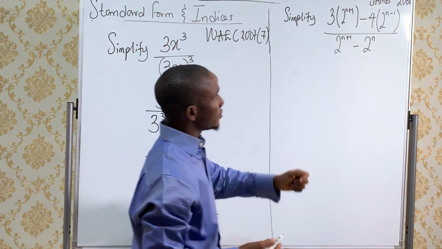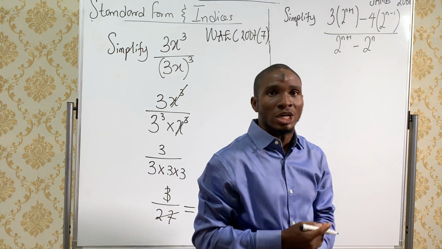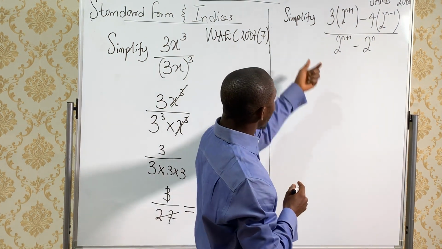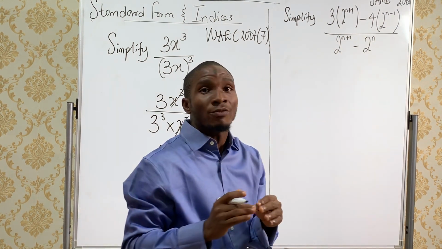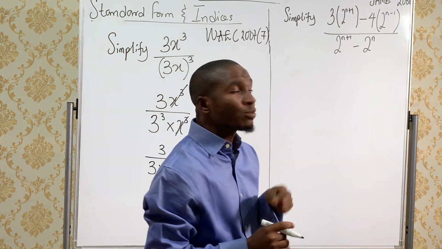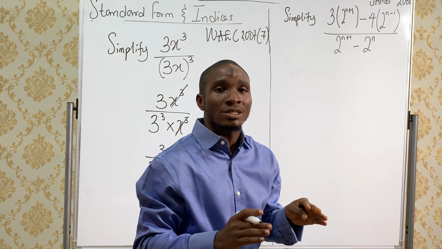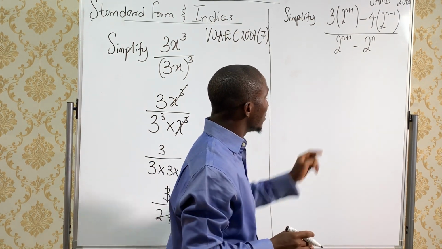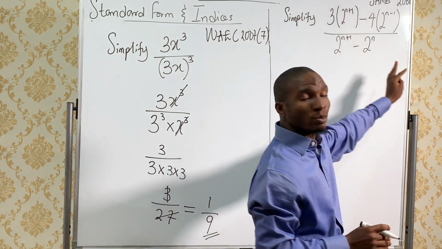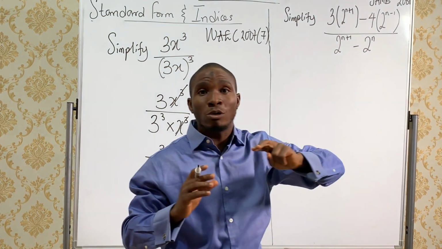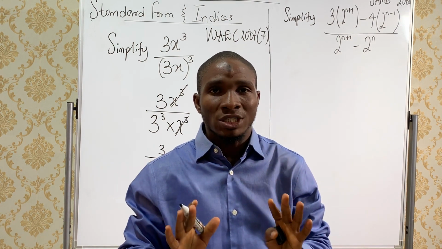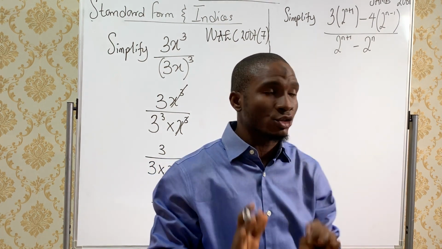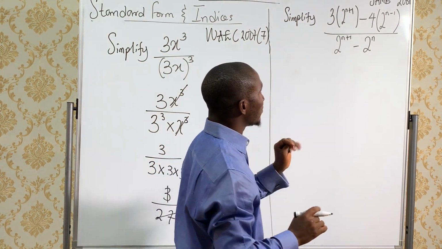Let's look at another example. This is from JAM year 2000. Now you have to simplify this expression: 3 into bracket 3 raised to the power of n plus 1, minus 4 into bracket 3 raised to the power n minus 1, divided by 2 raised to the power n plus 1 minus 2 raised to the power of n. Now, it might look somehow big, but just with the same law of indices, you are going to get it. It's very, very simple. Now, let's look at one after the other.